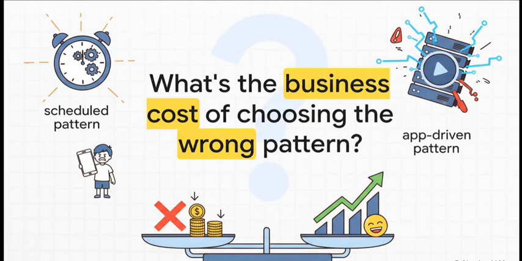And that really brings us to the final and maybe most important point. Look, this isn't just some abstract technical choice. Picking the wrong pattern has real-world business consequences. I mean, imagine using a scheduled pattern for online orders. Your customer might be waiting hours for a confirmation email. Or what if you tried to use an app-driven pattern to move a massive file? You could literally bring your whole system to a grinding halt.